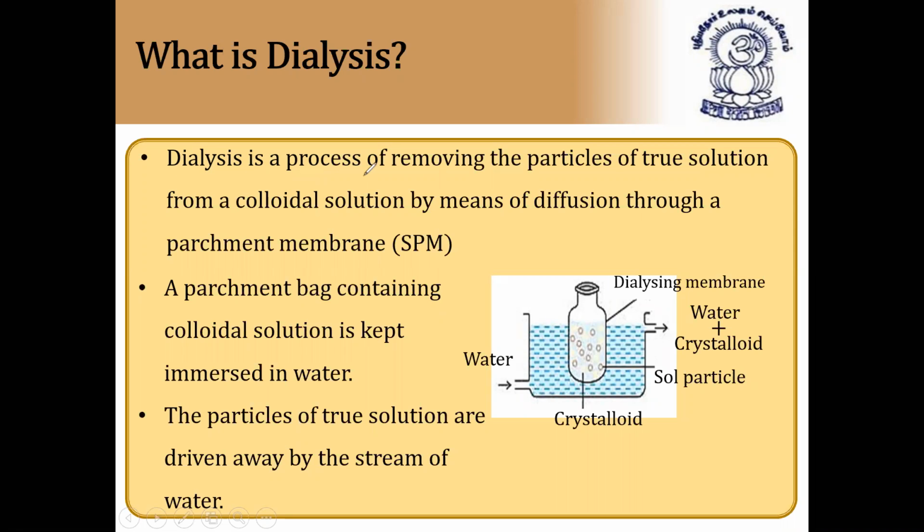So dialysis is a process of removing the particles of true solution from a colloidal solution by means of diffusion through a semi-parchment membrane, that is, semi-permeable membrane. Both are the same. So SPM, a parchment bag, this is called a parchment bag. I hope it is clear. This dialysing membrane is nothing but what? It is called a parchment bag containing colloidal solution.